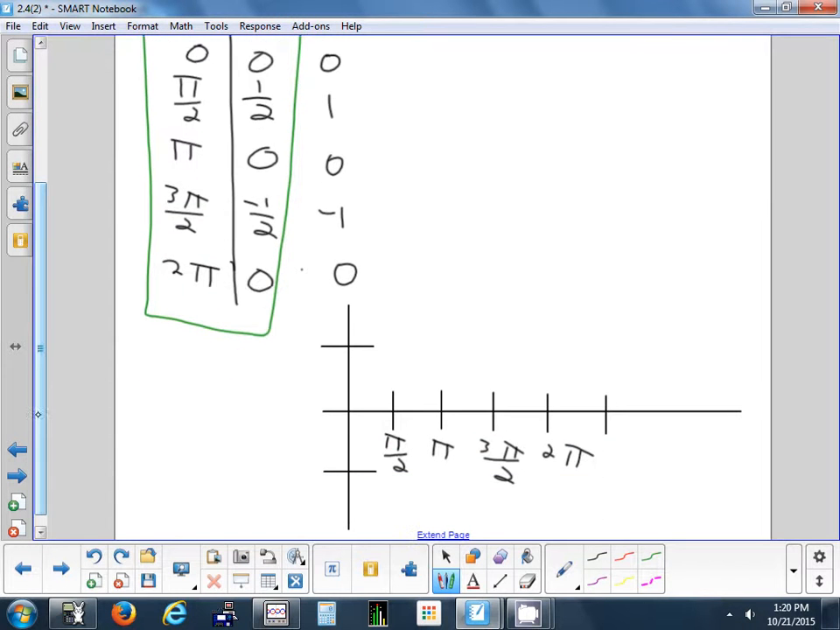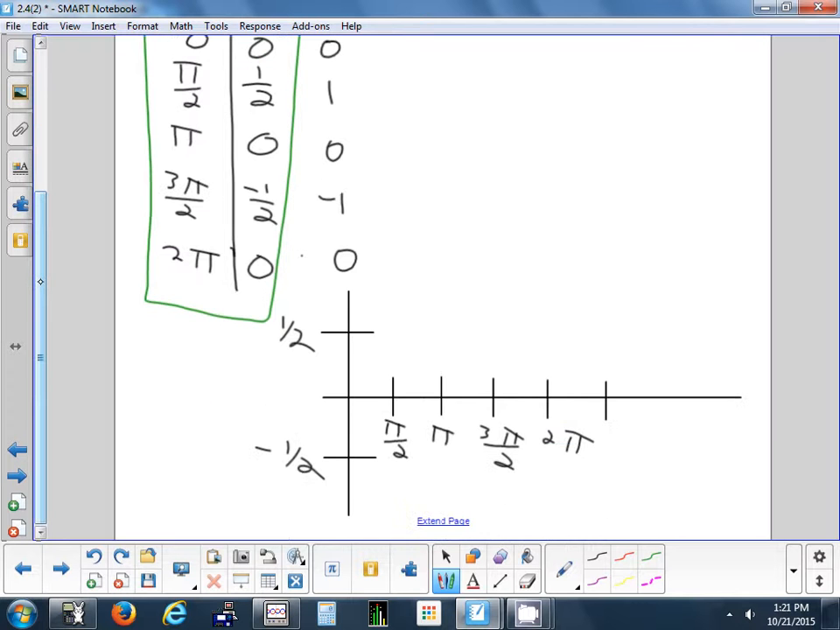All right, so the highest I need to go is 1/2, and the lowest is -1/2. So I'm just going to set up my axis that way. Right, and we're at 0, 1/2, 0, -1/2, back to 0. Okay, any questions on that one?